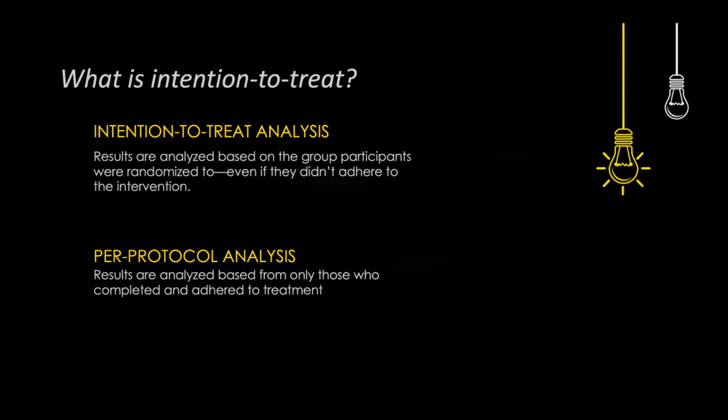A per protocol analysis, on the other hand, analyzes results based on those who completed and adhered to treatment. So those patients in the intervention group who didn't adhere to treatment or who didn't complete it would not be analyzed in that data. There are advantages and disadvantages to each of these types of analyses, but in general, in healthcare research, the intention to treat analysis is the gold standard. And let me show you why.